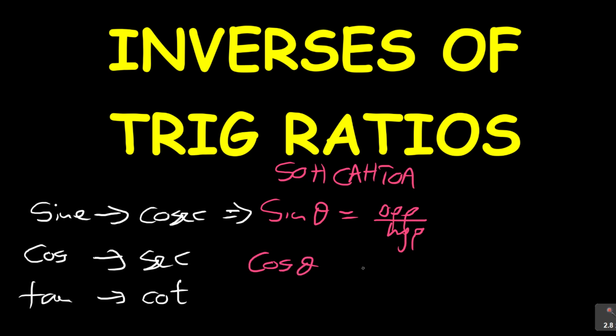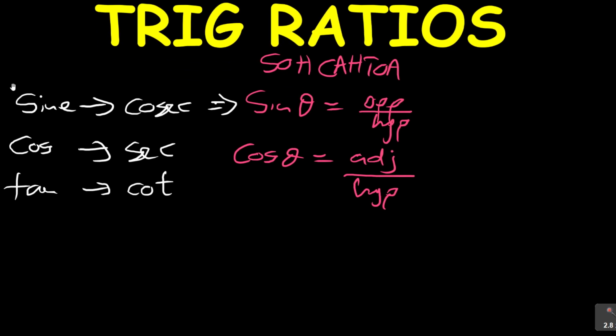And then what about for cos? Cos theta is equal to adjacent over hypotenuse, and then we will have tan theta, which will be equal to opposite over adjacent. So these we just dealt with previously. Now let's look at the inverses of these.